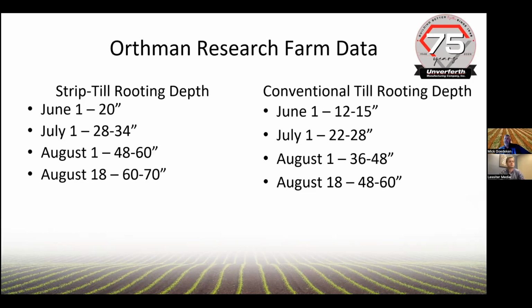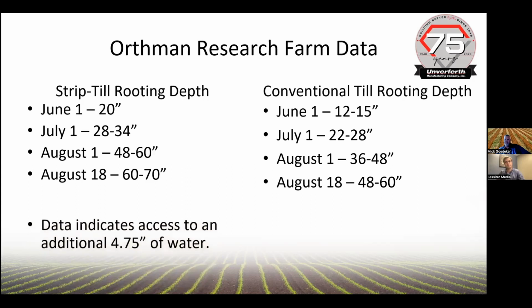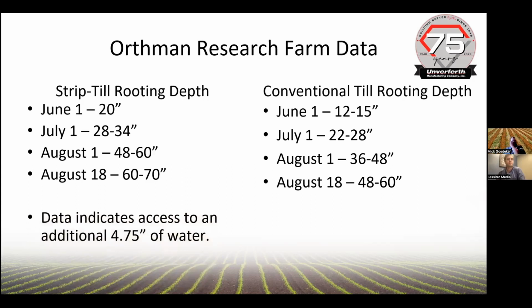So what do you think there was for additional water availability for those roots in 10 inches of extra length? If we look at that data and do some calculations, that gives us access to an additional 4.75 inches of water. So if we utilize 26 inches of water to produce a corn plant, and we're 8 inches behind, and we can explore and capture another 4.75, do you think that's going to make a difference?